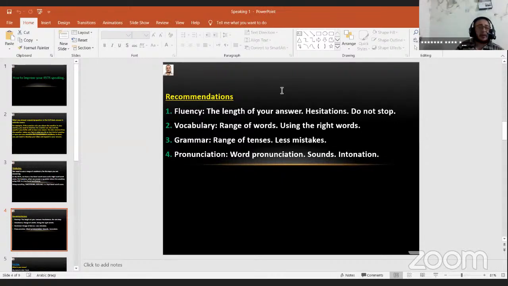As we have just mentioned, grammar, range of tenses and fewer mistakes. Let's explain this point carefully. Fewer mistakes. I'll start with this one. For example, I've got a lot of jobs. This is wrong. You may say I've got a lot of work, because work here means I've got a lot of tasks to do. But I've got a lot of jobs, that means you've got different jobs to do.